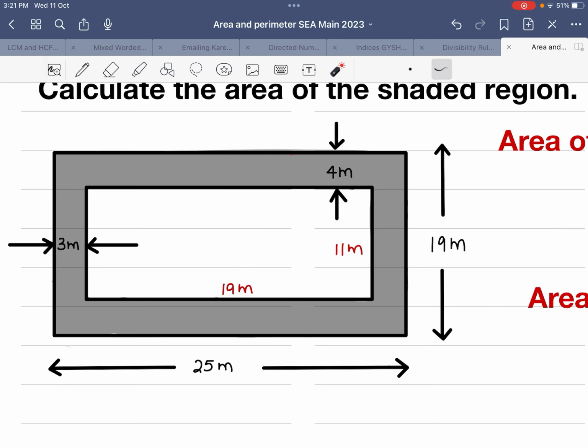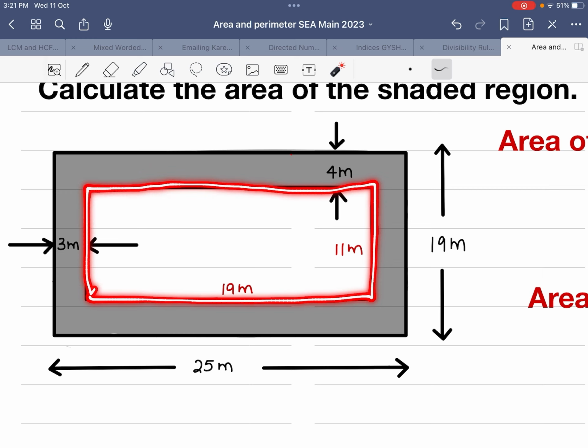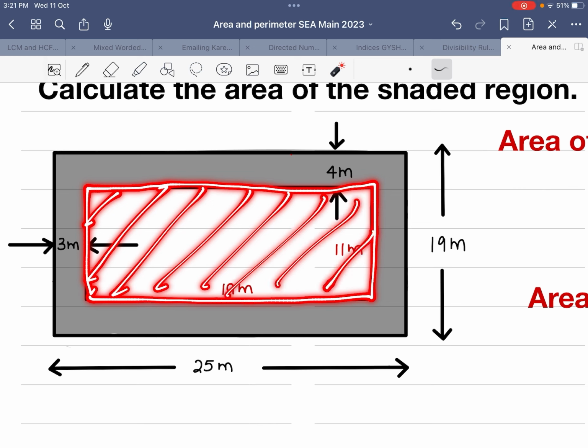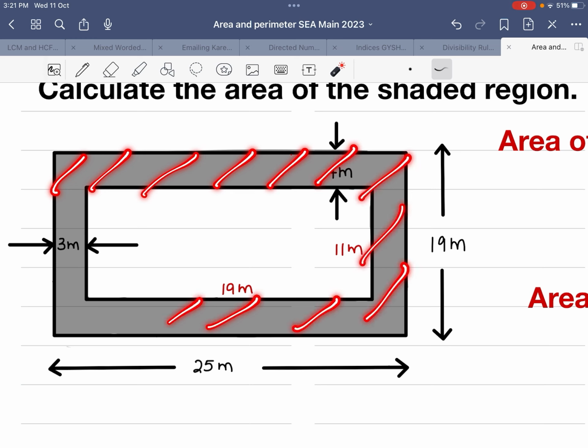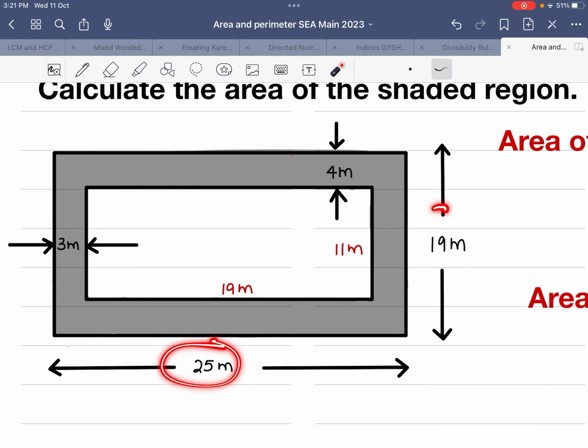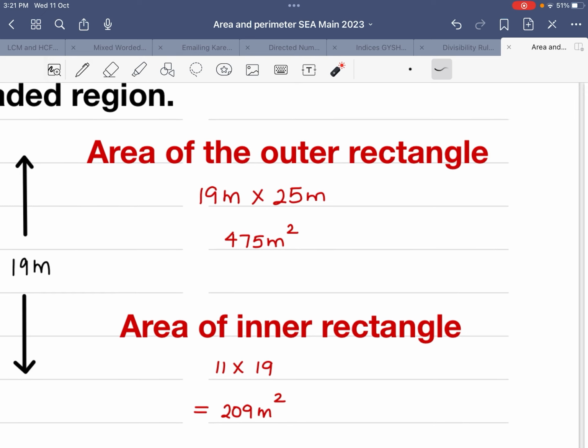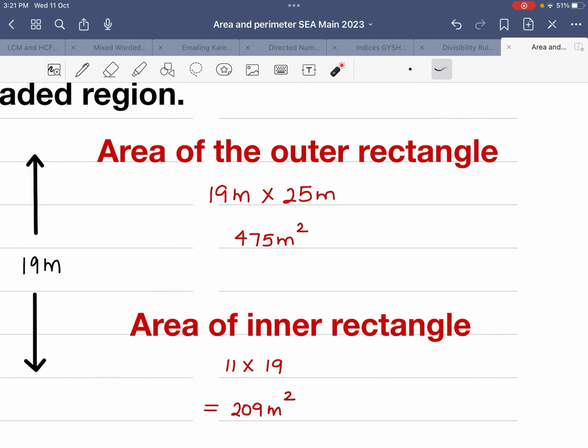So all we need to do is find the area of this piece and subtract it from the area of the entire rectangle. And if we do that, then we'll get this area here, the area of the border, or the shaded area. So let's do that. Let's do 19 multiplied by 25 to get the outer area. 19 times 25 is 475 meters squared.